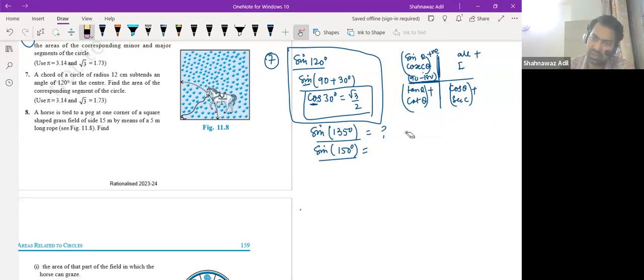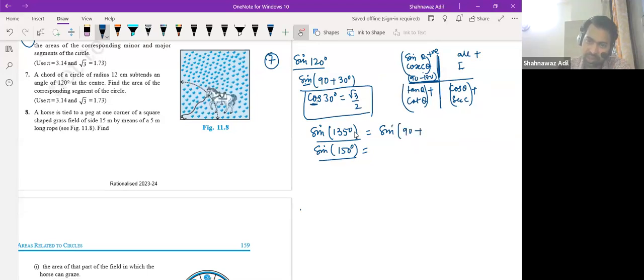Whenever we have an angle less than 180, we can write 135 in terms of 90. So 90 plus how much? 45. So 135 is 90 plus 45. Sine of 90 plus theta is cos of theta, so this is 1 by root 2. Similarly, for 150, sine of 90 plus 60 would be cos of 60. In this way, we can calculate all of these. Is this clear? Yes, sir.